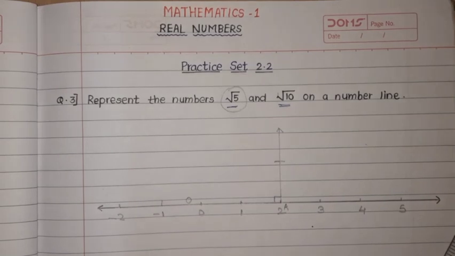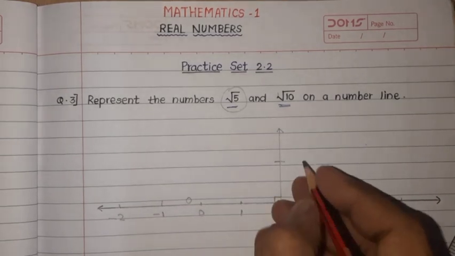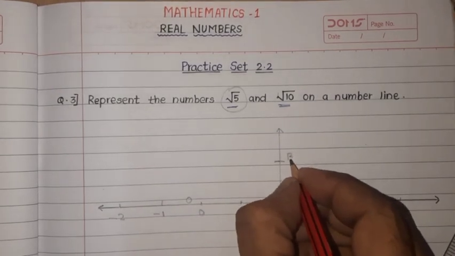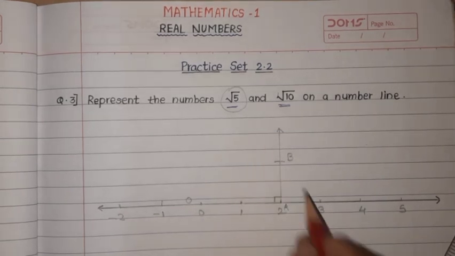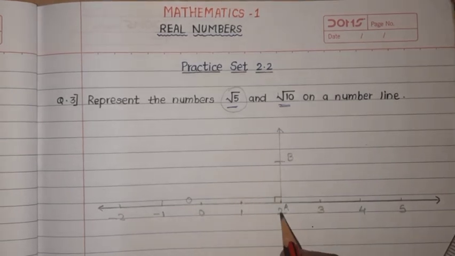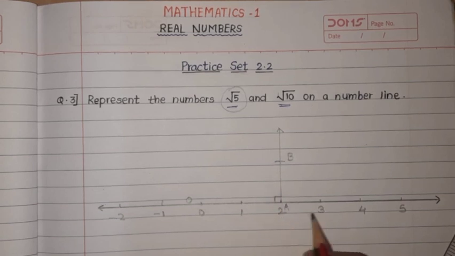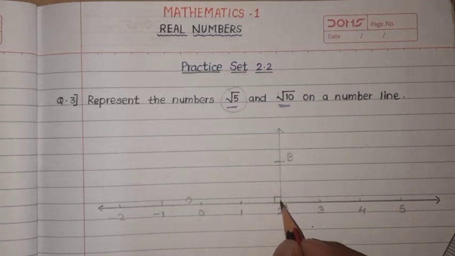This is our point B. Now see dear students, we have to represent root 5. We find out that root 5 lies between 2 and 3. Therefore we draw a perpendicular line on these 2.